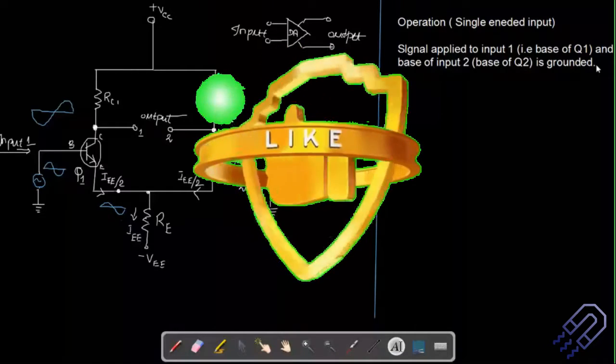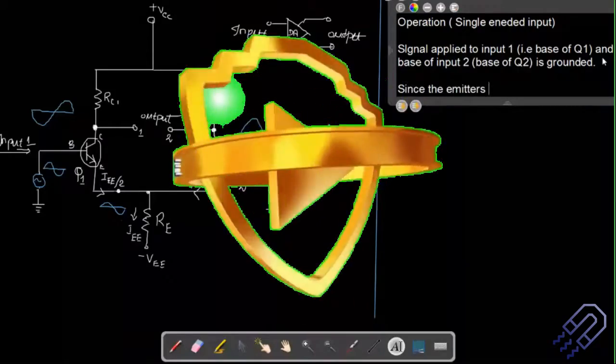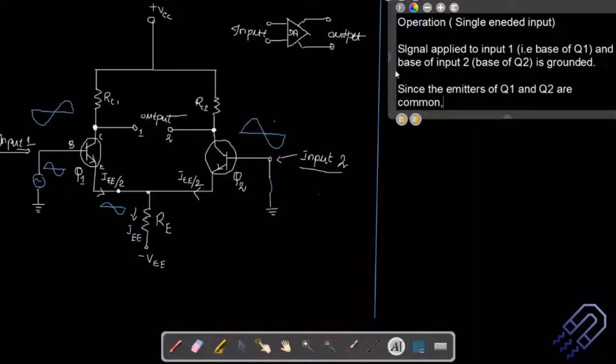Okay, so then what happens is, when you write this down in your exam, you can write it in your own words, but try to make it concise and to the point. Since the emitters of Q1 and Q2 are common, you see we have the emitter here and the emitter here, so both of them are connected, so they are basically common.